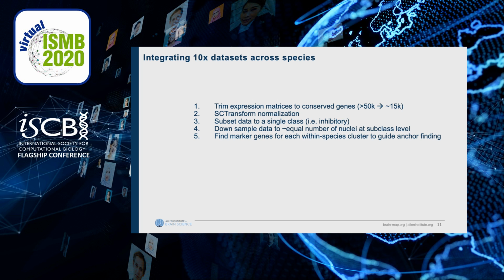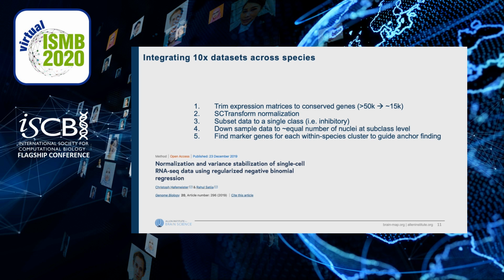Next, I found that using Seurat's SCTransform normalization really yielded the best results. And so here's the paper that describes that from the Satija lab. But an example of how this fixed things is that one of our marmoset donors had fewer reads and genes detected, and this normalization method really helped to resolve some of the donor-specific clusters.